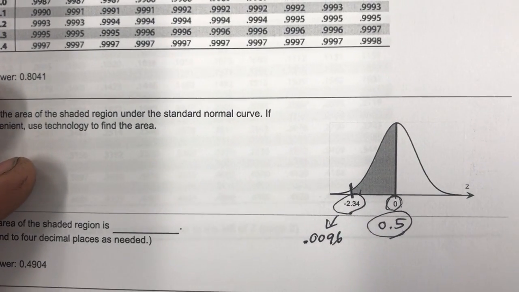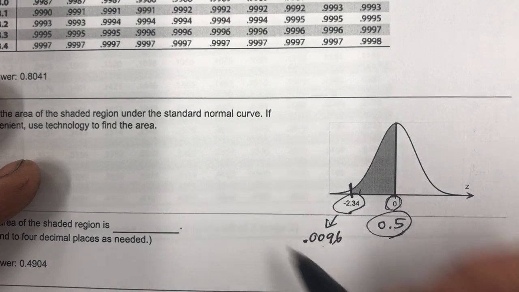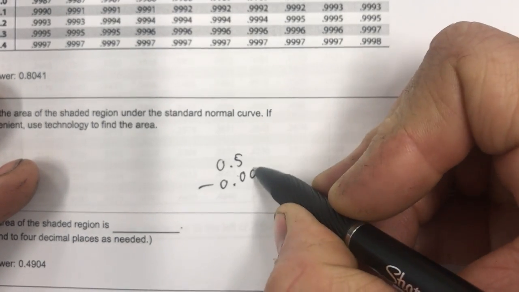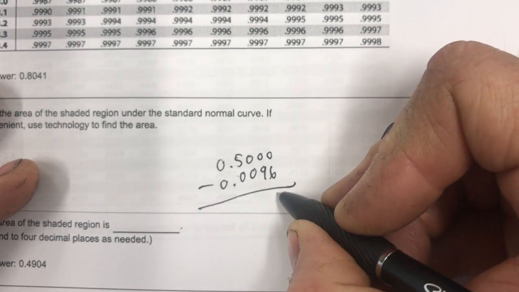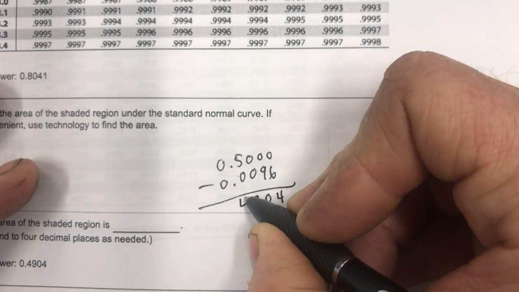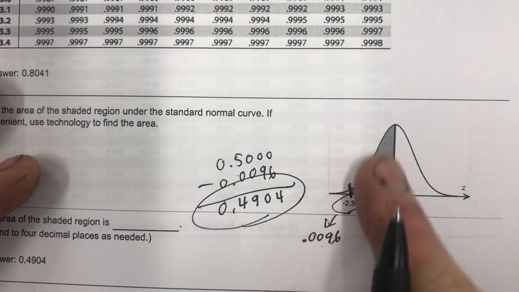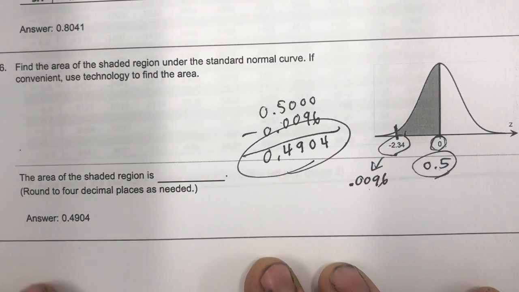So now I subtract those two. That's 0.5, so I subtract 0.0096. Now I'm going to have to put zeros here. There you go, 0.4904. So that's how much area we got here, and that's the probability between those two scores. And I think we're right.